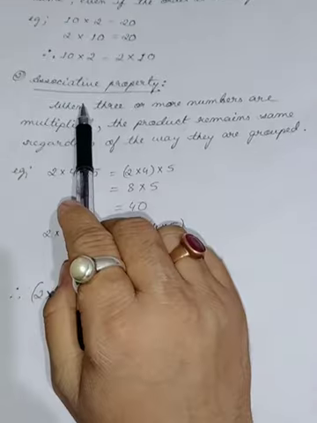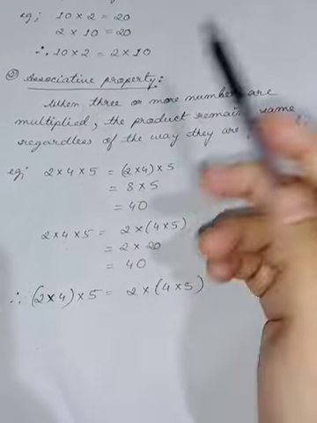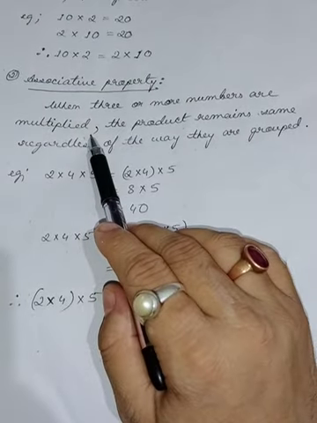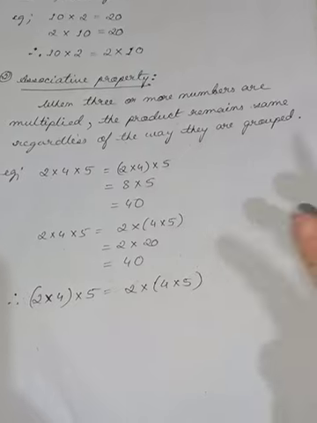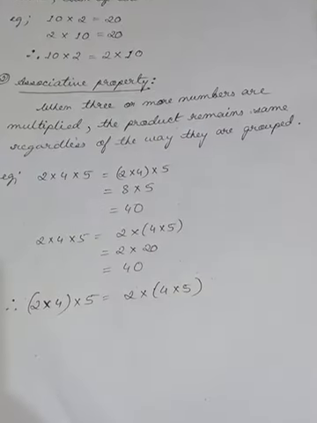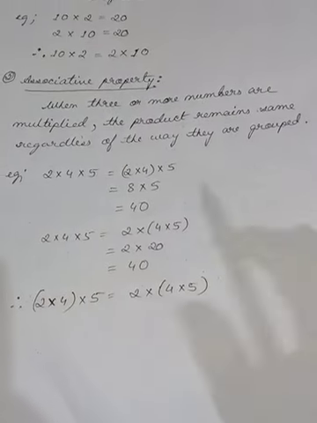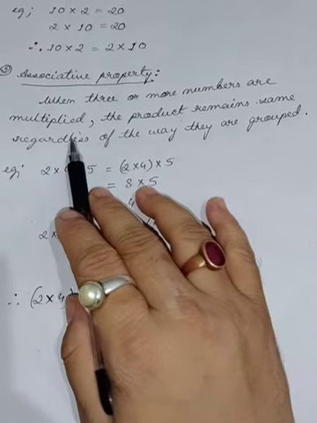Next, we have associative property. In associative property, you have to take either 3 numbers or more numbers, say 4 or 5 numbers, and then you multiply them. When you multiply more than two numbers, we make a group for multiplying. The grouping can be done in different ways. You can take 2 numbers as a group, I can take another 2 numbers as a group, and then continue the multiplication. But you will find that whatever group you make, the answer does not change.